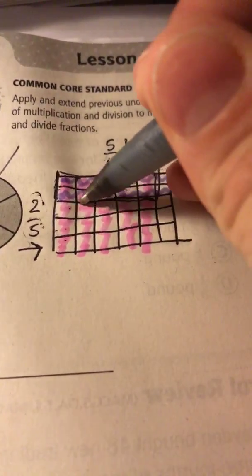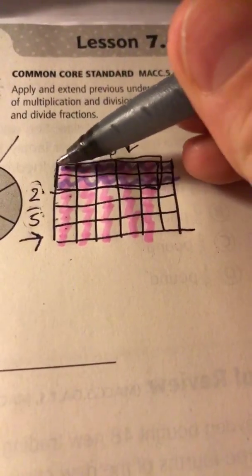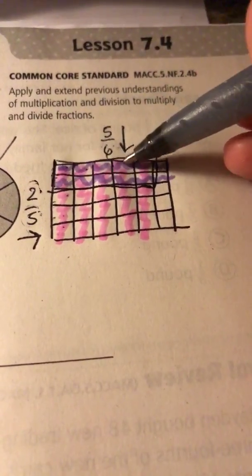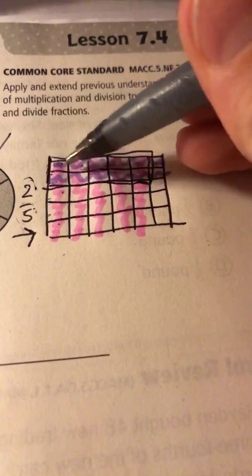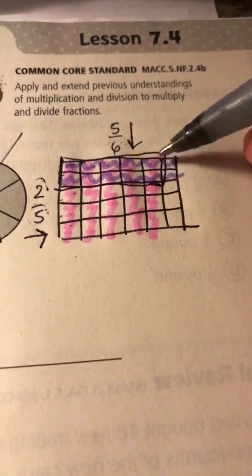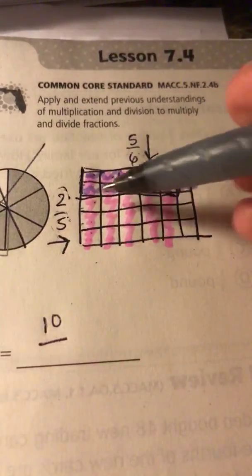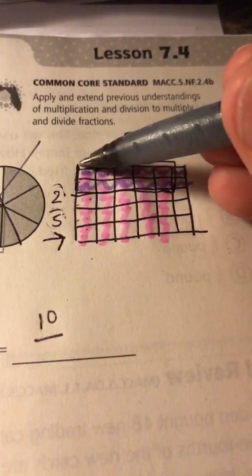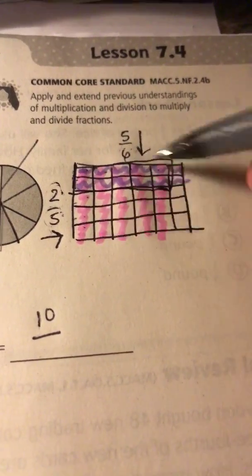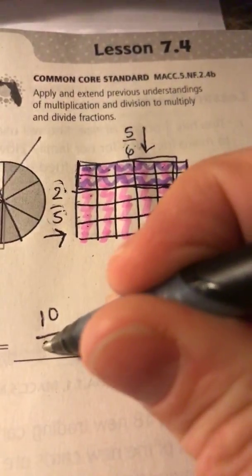So this is the part that overlaps. And I can see it's 2 down by 1, 2, 3, 4, 5 across. So if you were to count 2 times 5, there's 10 that are shaded with both, that have the overlapping. So 10. And then how many total? There's 5 going down, and there's 6 going across. If you were to count every single one, there would be 30.